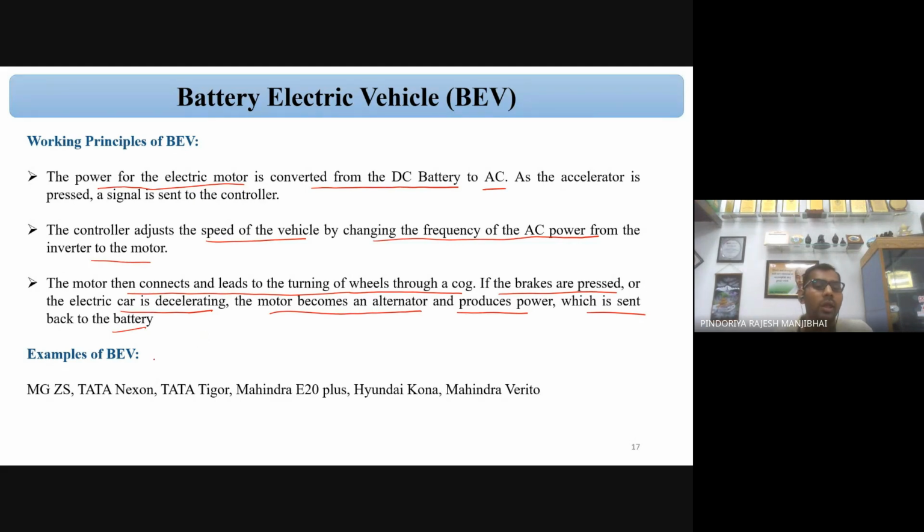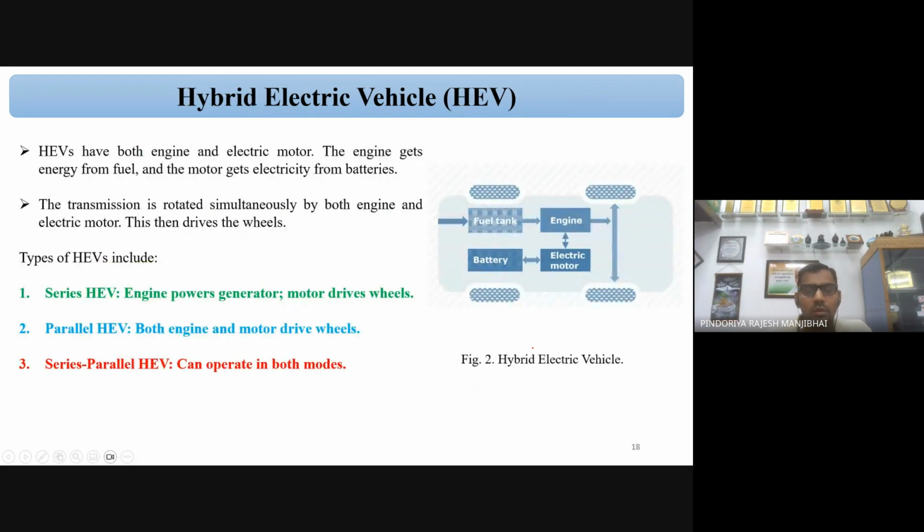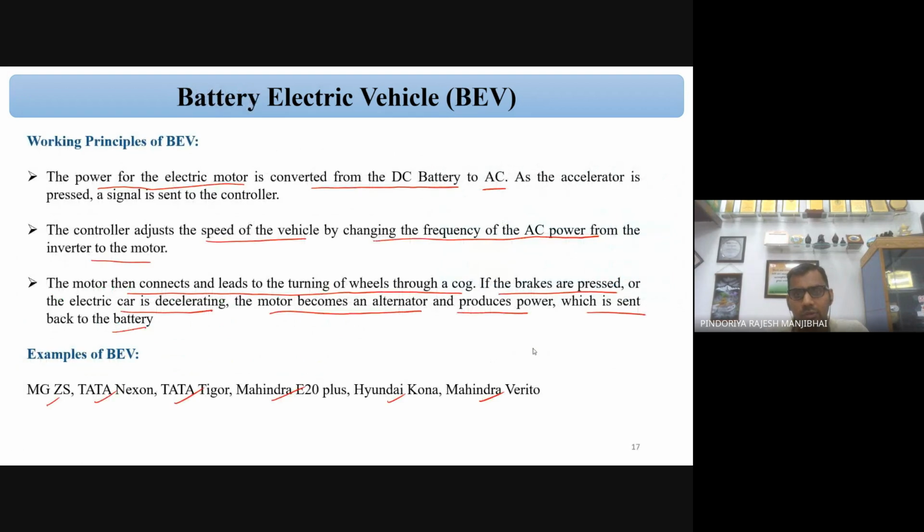Okay. Examples of the battery operated electric vehicle: MG ZS, Tata Nexon, Tata Tigor, Mahindra, Hyundai, Mahindra Verito. So a lot of vehicles are available in the battery operated category. Here I have given only a few examples from various companies. Okay. Is there any confusion about the battery operated electric vehicles?